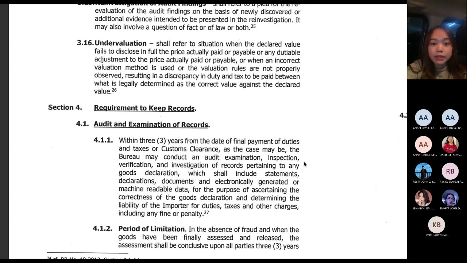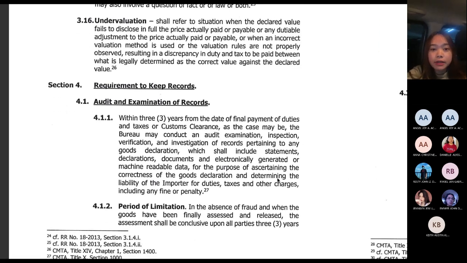Section 4. Requirements to keep records. 4.1 Audit and examination of records. Within 3 years from the date of final payment of duties and taxes or customs clearance, as the case may be, the Bureau may conduct an audit examination, inspection, verification, and investigation of records pertaining to any goods declaration, which shall include statements, declarations, documents, and electronically generated or machine readable data for the purpose of ascertaining the correctness of the goods declaration and determining the liability of the importer for duties, taxes, and other charges, including any fine or penalty.